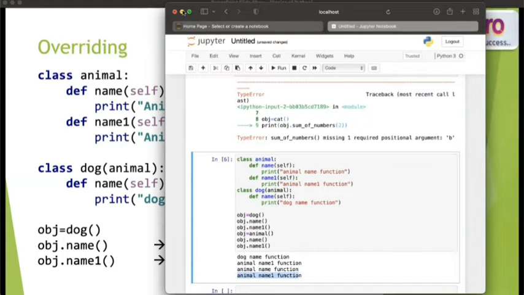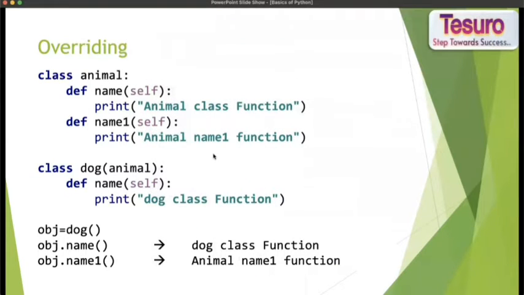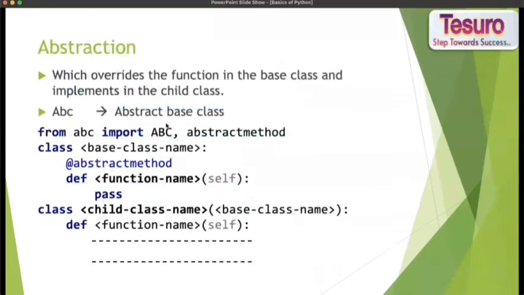So in this way it will work. In the next topic, we are going to discuss is abstraction. What is abstraction? Abstraction is the one which overrides the function. That means we have to override the functionality present in the parent class or base class when we are implementing in the child class. Okay. How will we do this abstraction?